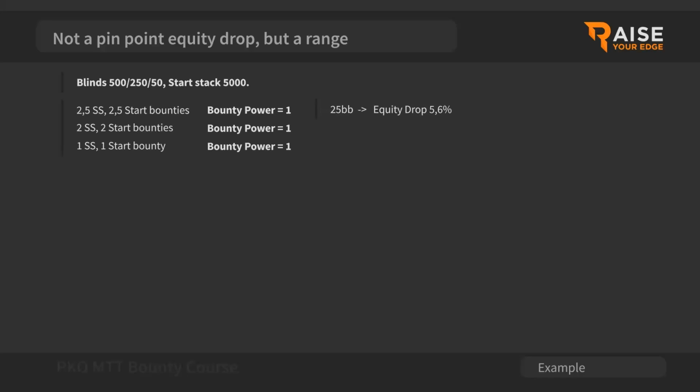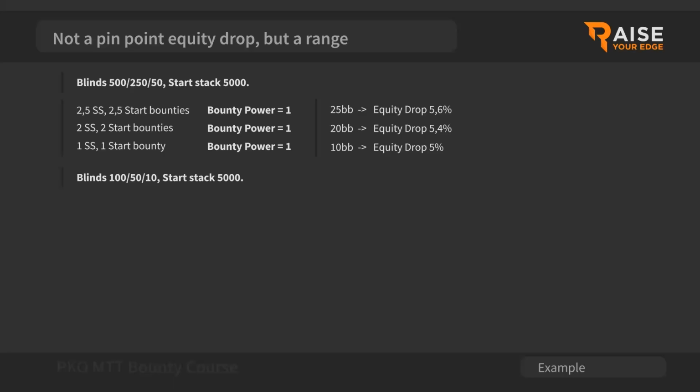And now we can calculate the equity drop. This is just the number which you get out of the table from the slide before. I just write down the equity drops here. For this 25 big blind case, the equity drop compared to the odds would be 5.6%. For the 20 BB jam, which has the same bounty power, the equity drop would be 5.4%. And for the bounty power 1 but 10 big blind open jam, the equity drop would be about 5%.